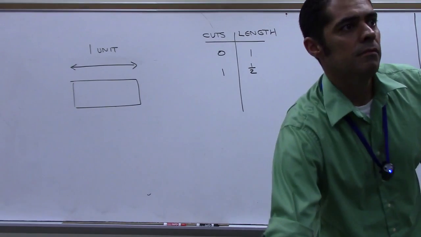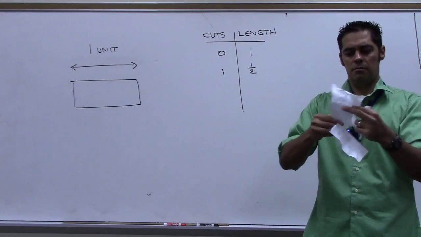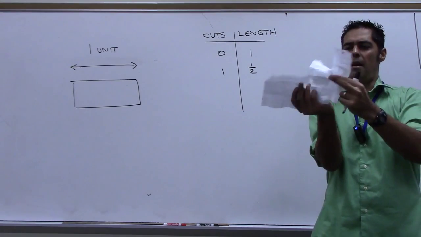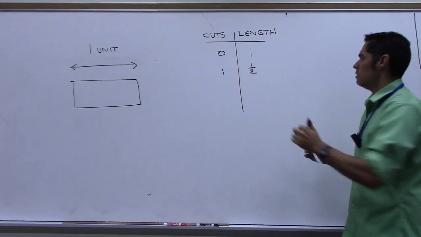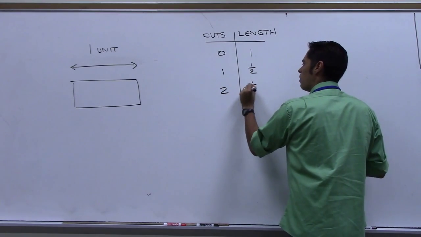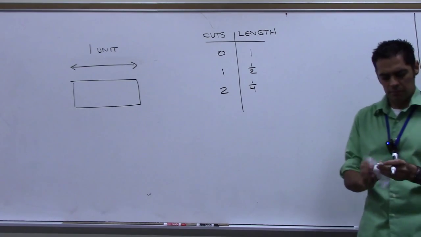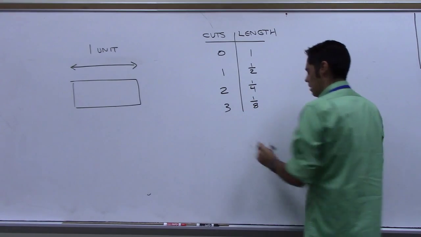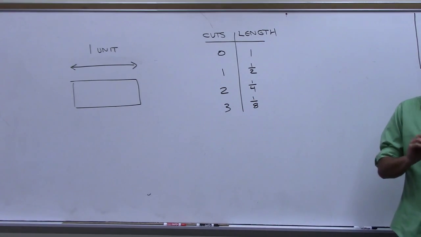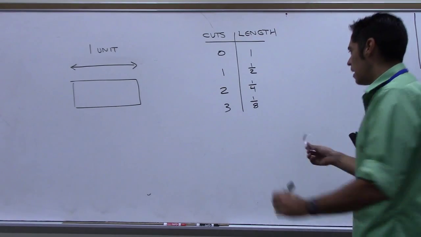How long is that? It's a fourth, right? Because look, I did half of a half. Half of a half is a fourth. 2 cuts, 1/4. Do it again. 1/8, right? 3 cuts, 1/8. Do it again. 1/16. Now theoretically, I could keep doing this, right?